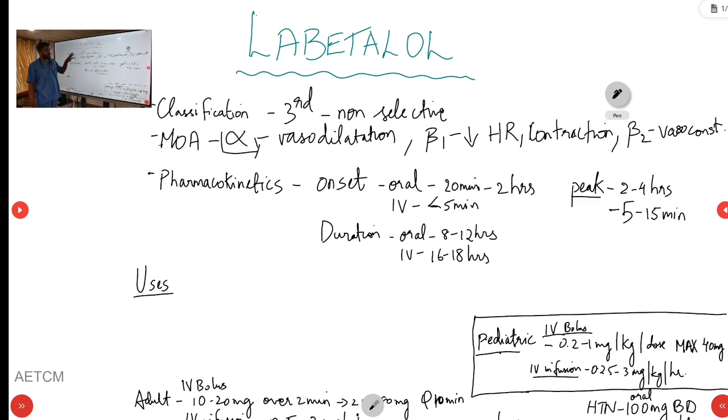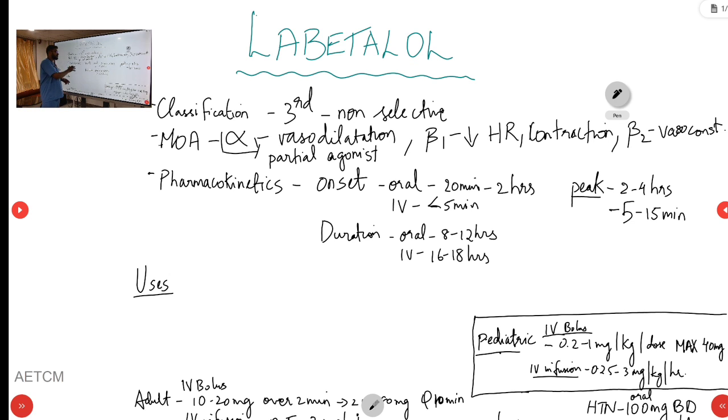Apart from these three actions, it also has a partial agonist activity, which is more like a sympathomimetic activity. So this is basically the mechanism of action. It blocks all three receptors, the alpha, beta 1 and beta 2, and it produces the corresponding effects.